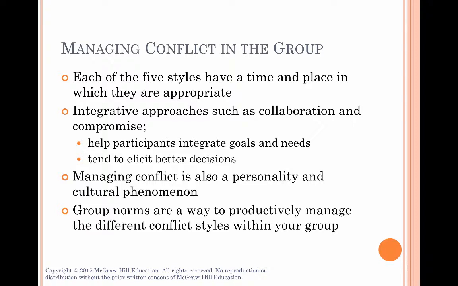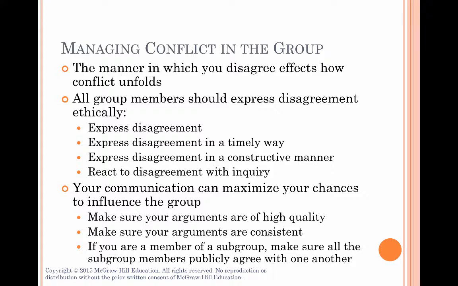Effective group norms can be a way to manage the different conflict styles in your group, but norms must also be seen as appropriate. If your group always does something in a certain way, is that because it's effective and appropriate, or because you just started doing it that way and people are afraid to bring up that it might get the job done, but at the cost of someone's feelings? Something to think about. Another way to manage conflict is to remember to express disagreement in an ethical manner.